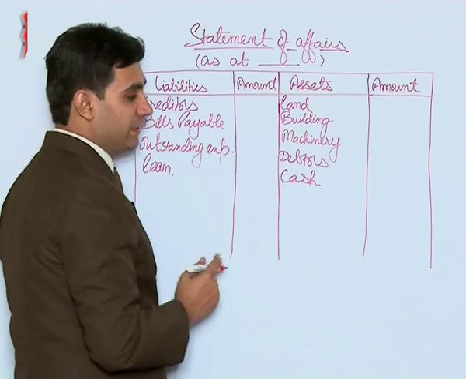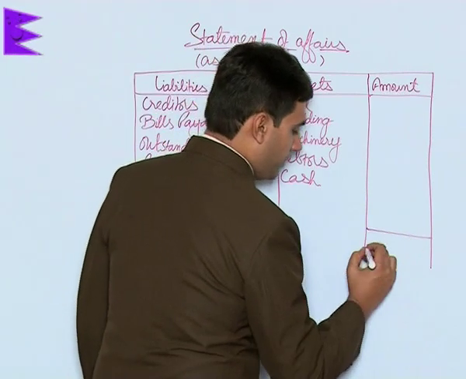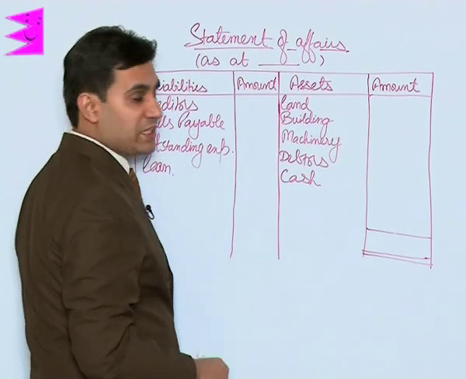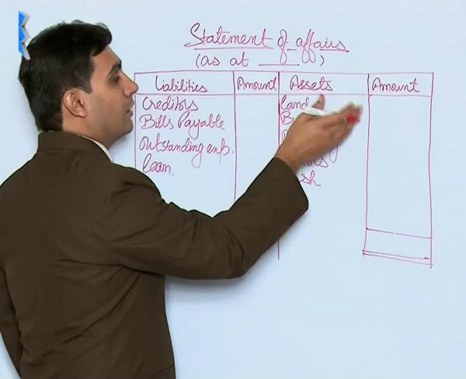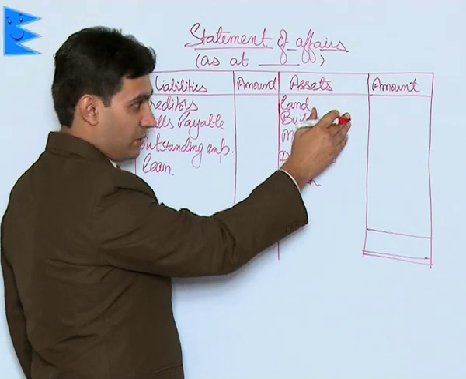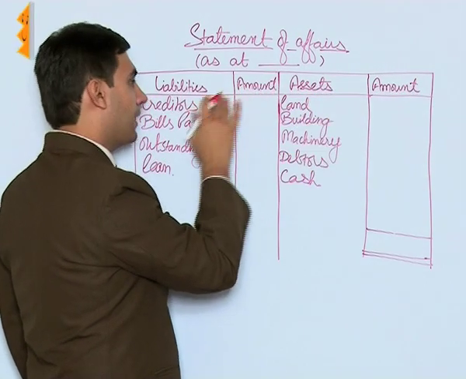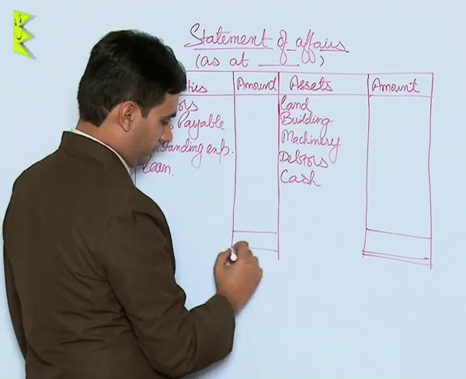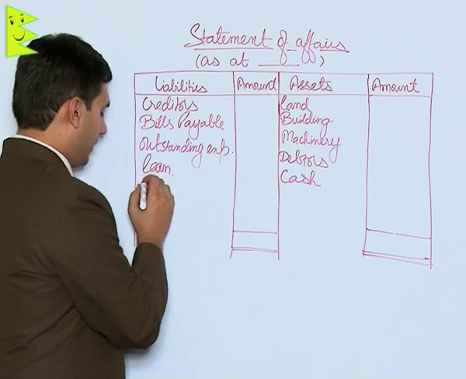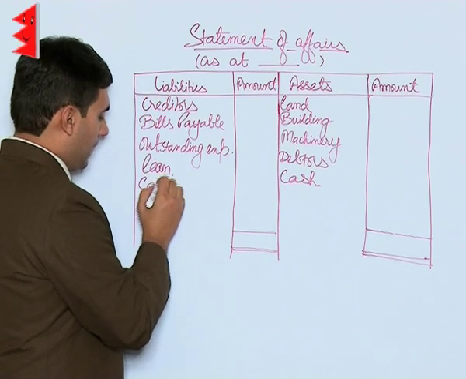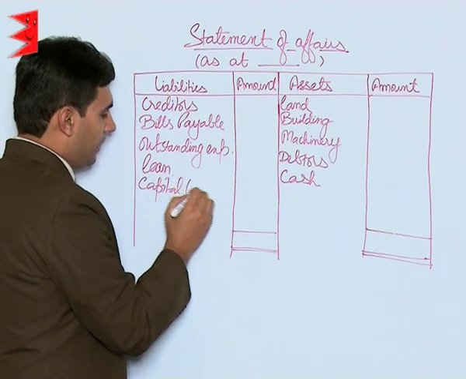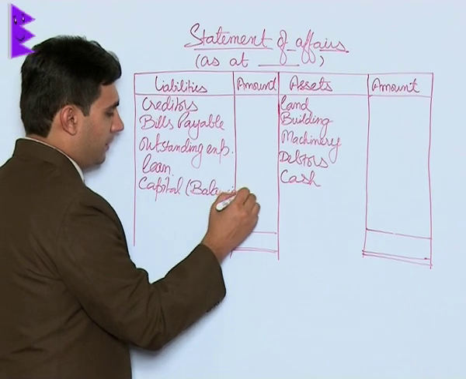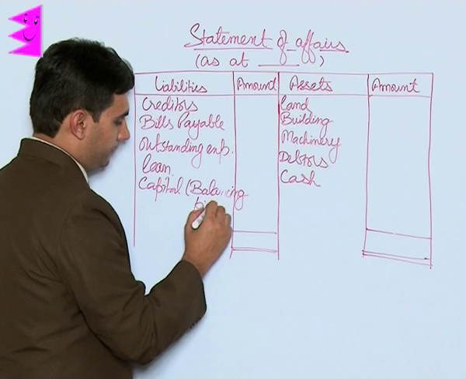On balancing these two sides, let's say debit side is higher. So from the total of the debit side, that is debit asset, since assets have debit balance, deduct the balance of the liability side, and it can be written as capital. And remember, this capital is a balancing figure.